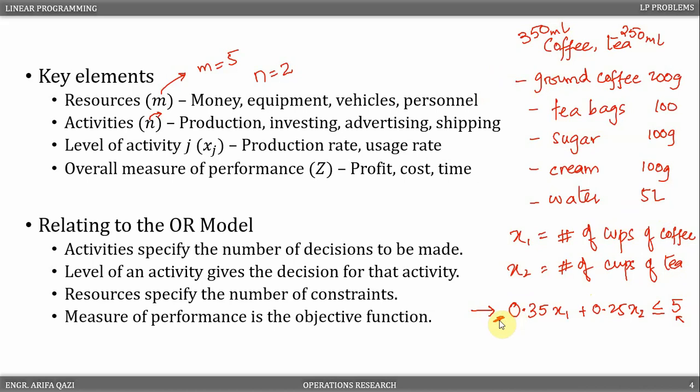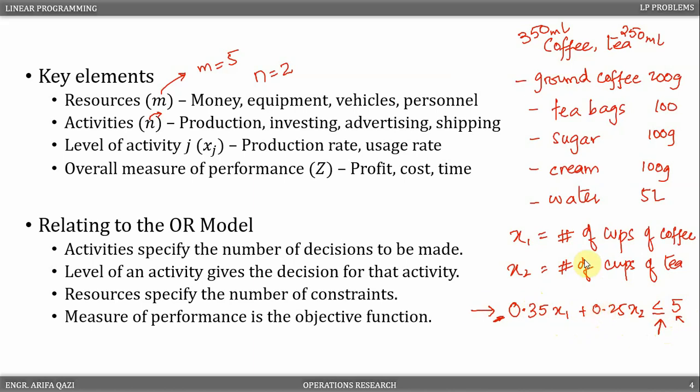Now, coming back to this expression, this means that 0.35 liters per cup of coffee times the number of coffee per day, which would give the total amount of water used in making coffee for the day, plus 0.25 liters per cup of tea times the number of cups of tea per day, which would give the total amount of water used in making the tea for the day, must be either less than or equal to the amount of water that I have available, which is 5 liters in this case. So this is one constraint.